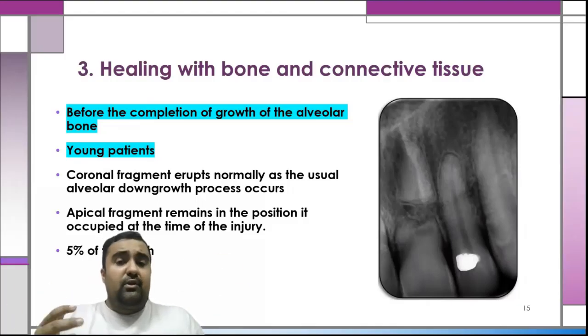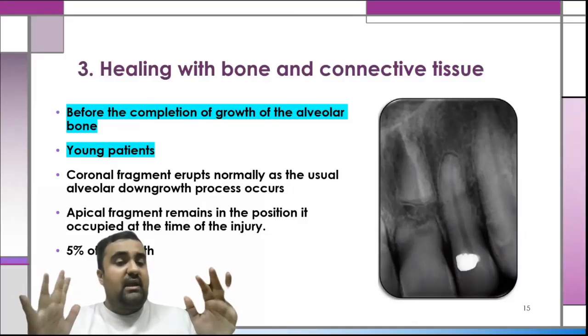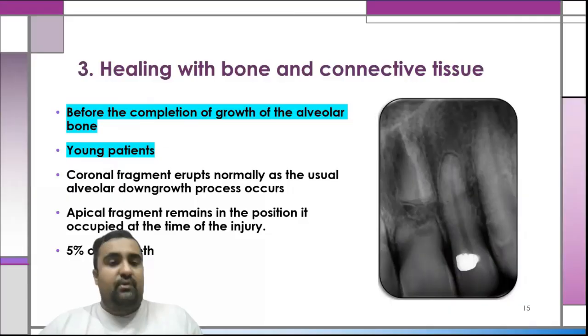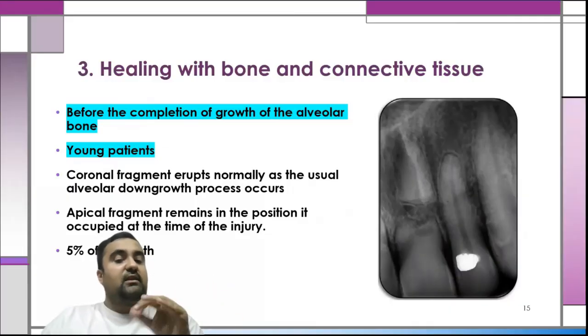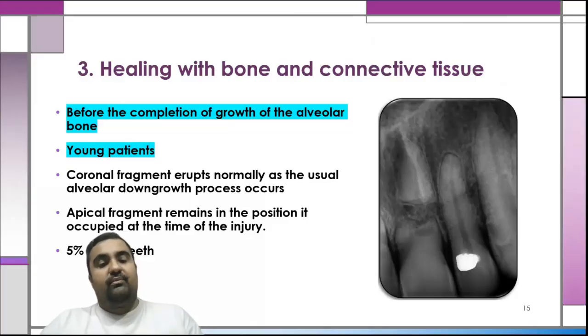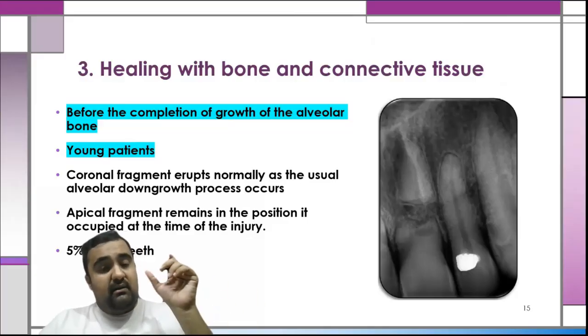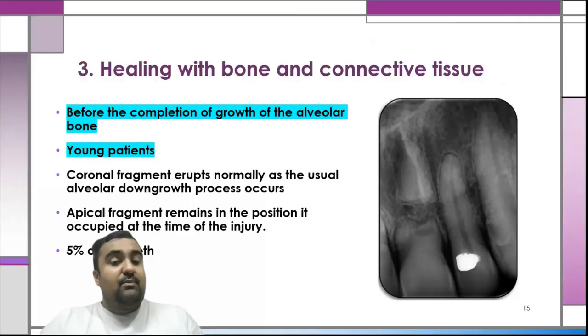So before the completion of the growth of the alveolar bone, this is usually seen in young patients. The coronal fragment erupts normally. As usual, the alveolar downgrowth occurs, and it is usually seen in 5% of the teeth. It's very rare. And the apical fragment remains in the position it occupied at the time of the injury.